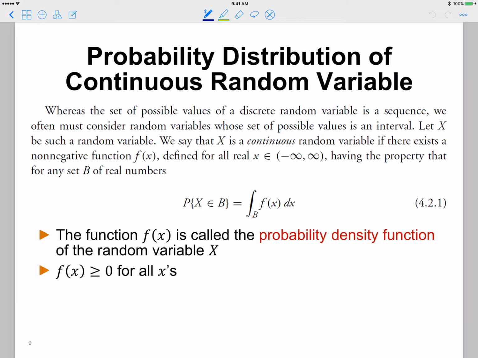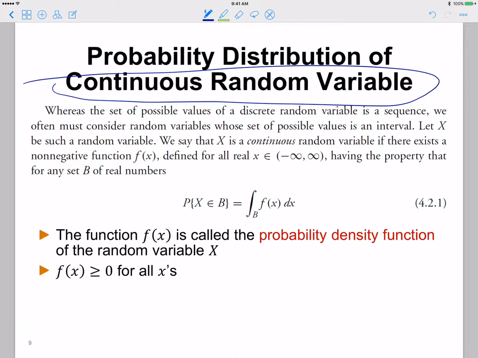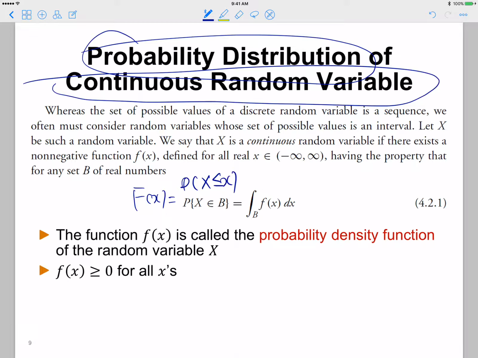Okay, now let's consider the continuous random variable and its probability distribution. Then we can also think about the cumulative distribution function, which is f of x. And maybe it can be represented by some value, right?